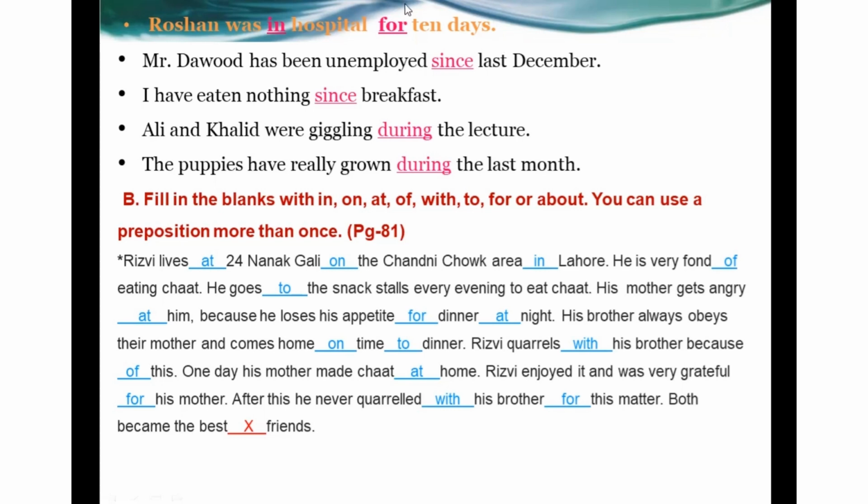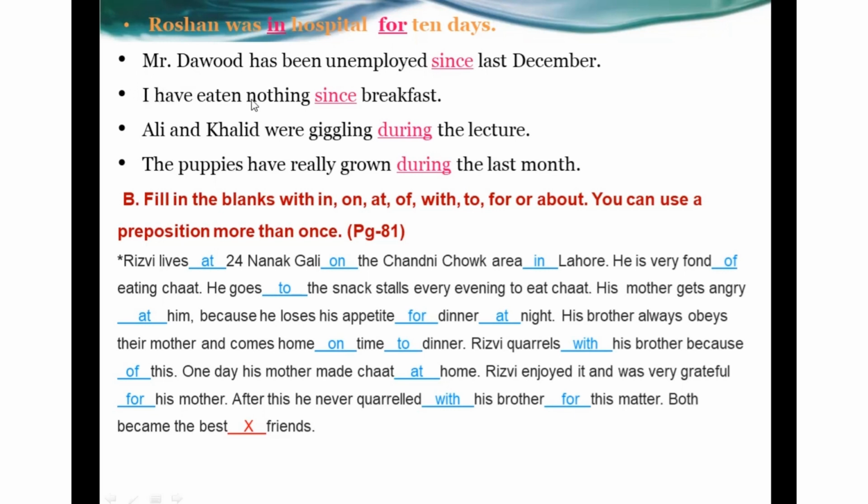For since: Mr. Daud has been unemployed since last December. Numbers are not given. Last December is mentioned, so this period is given. So for that we will use since in our sentences. Now let's come to the next example.